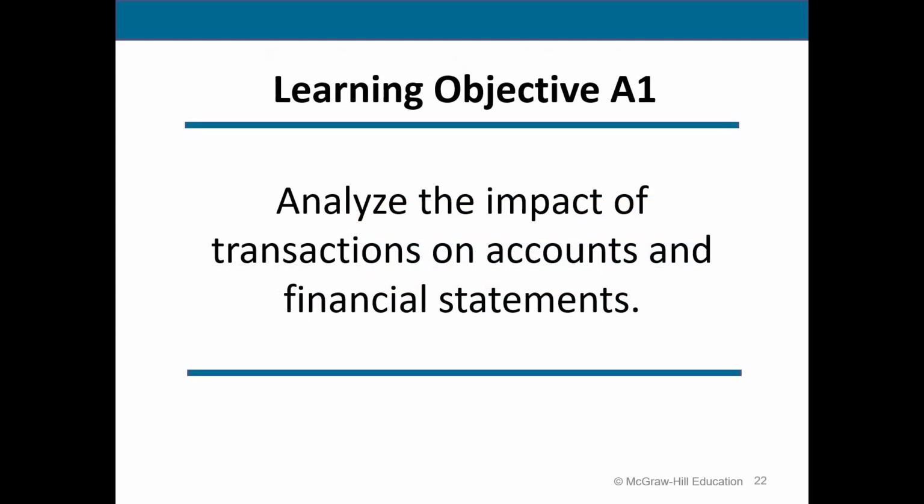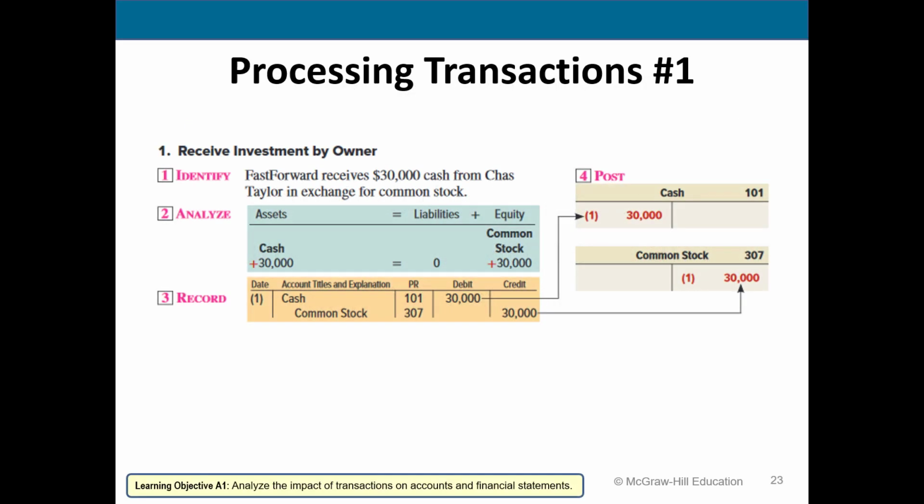Now we will analyze the impact of transactions. So these are the same transactions that we looked at in Chapter 1. The first transaction was where the owner invested cash in exchange for common stock. And we recorded this in Chapter 1 in the accounting equation, which you can see here. So now what we're doing in this chapter is journalizing it. So debit cash to increase it, credit common stock to increase, and then post. Debit side of the cash account, credit side of common stock, which is equity.